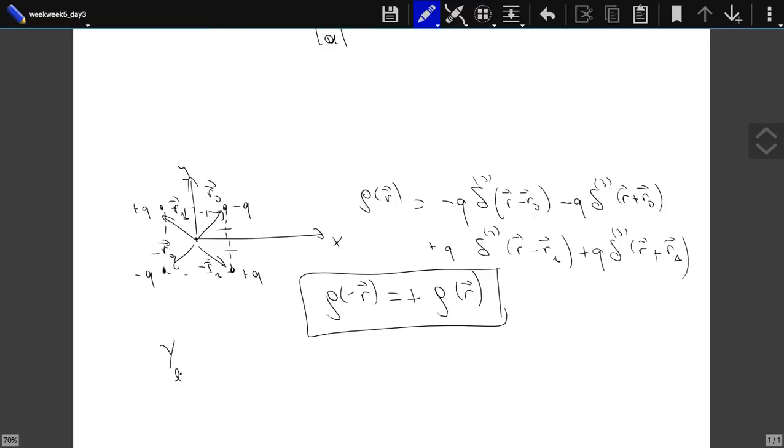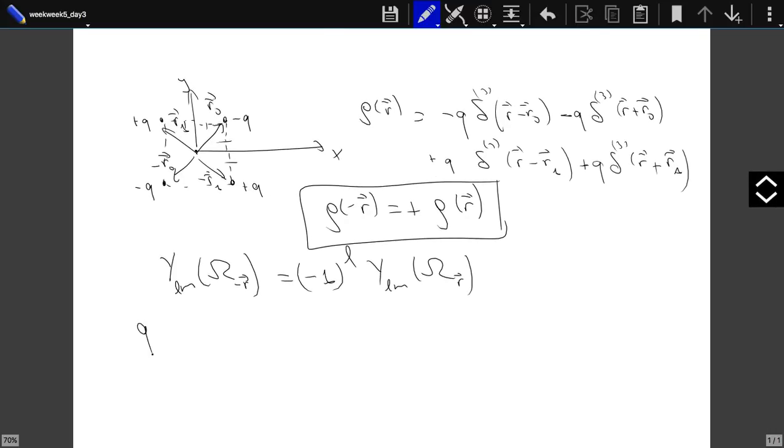And remember one other property. Y_LM, with the angles corresponding to the vector minus r, is equal to minus 1 to the L times Y_LM with the angles corresponding to the vector r. So the Y_LMs have this property, which for us will be important. Now let's look at Q_LM.